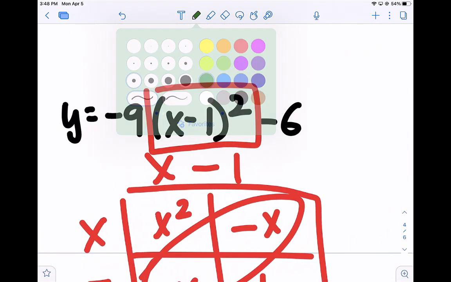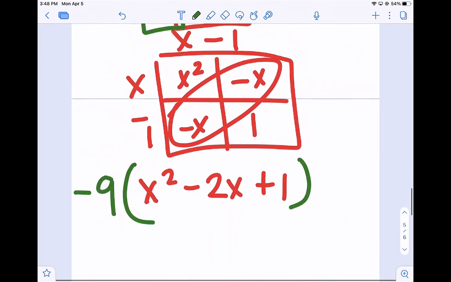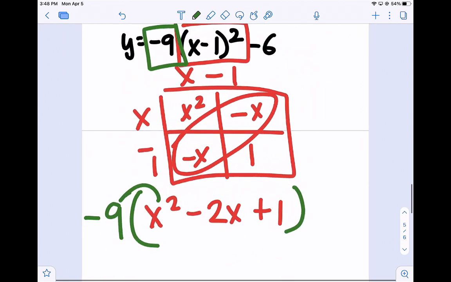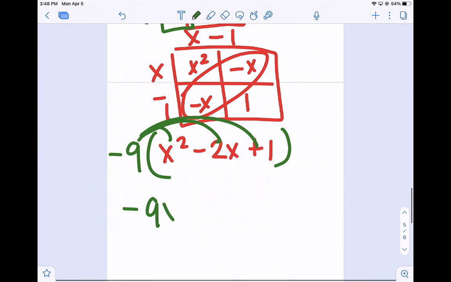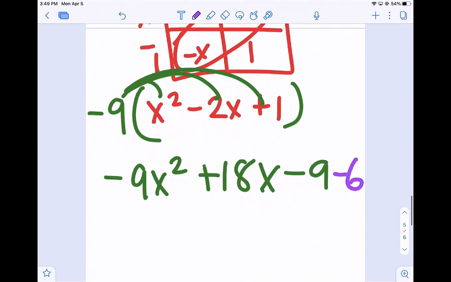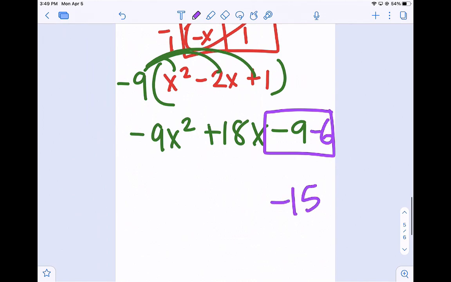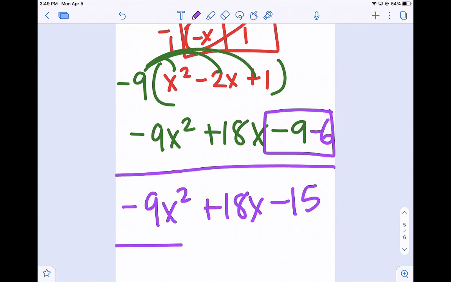Our second step is we have this negative 9 that's being multiplied by this answer. So we'll put our negative 9 here and distribute the negative 9 to everything inside the parentheses. We'll get negative 9x squared plus 18x minus 9. So there's the second step, multiplying out that negative 9. In my third step, there's this minus 6 hanging out at the end. So again, we'll stick it at the end. We'll combine like terms. We have our negative 9 minus 6, which is negative 15. We'll keep the rest the same. So negative 9x squared plus 18x, that didn't change. And I should put a y equals, sorry. And our final answer is y equals negative 9x squared plus 18x minus 15.